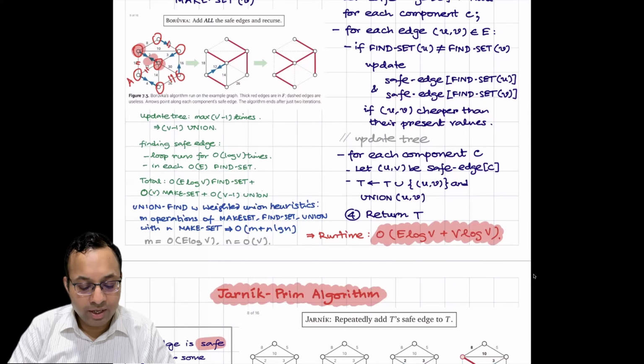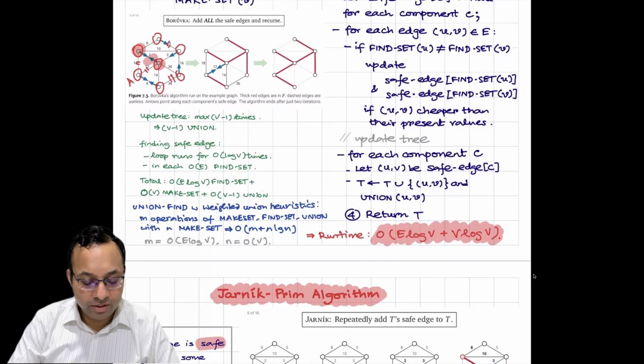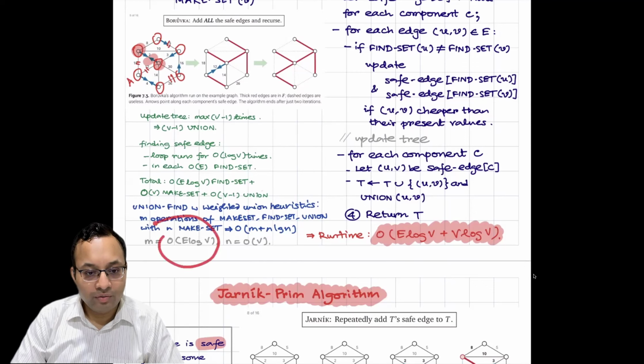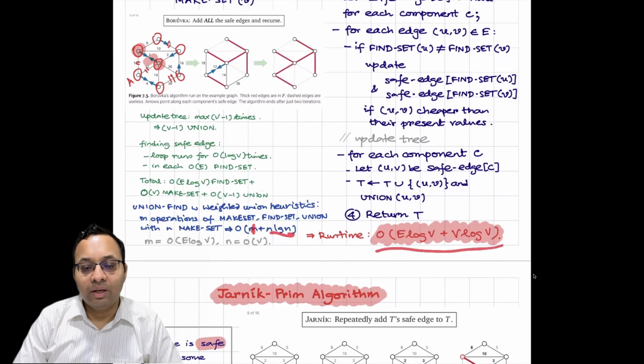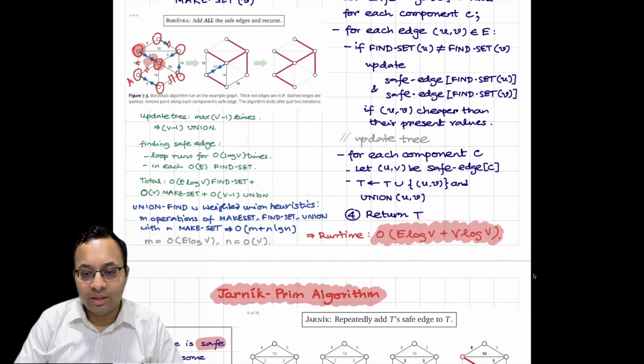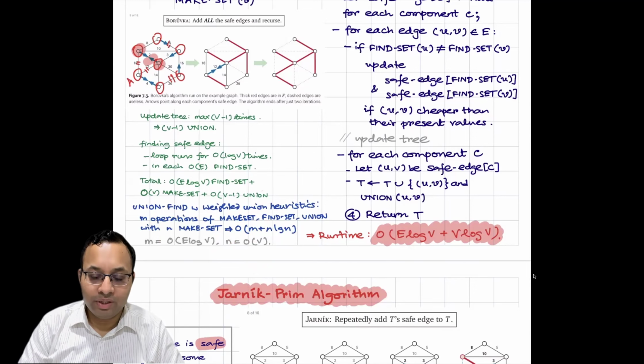In our case, what is the total number of operations? If we sum this, we get E log V plus order V, which is E log V, so M equals E log V, and the number of make set operations is order V, so N equals order V. If we put these in the formula, we get E log V plus V log V. This is the result. And as we are assuming the graph to be connected, E is more than V. So we get the same complexity, order E log V, as Kruskal. So this ends the analysis of Kruskal and Borůvka. And in the next part, we'll see Jarník-Prim's algorithm.